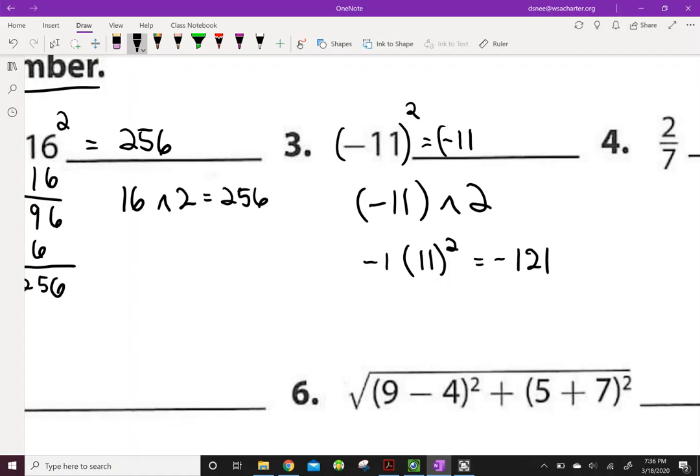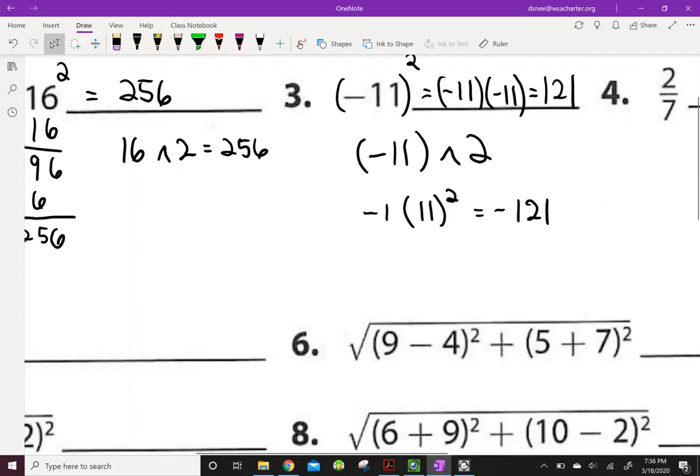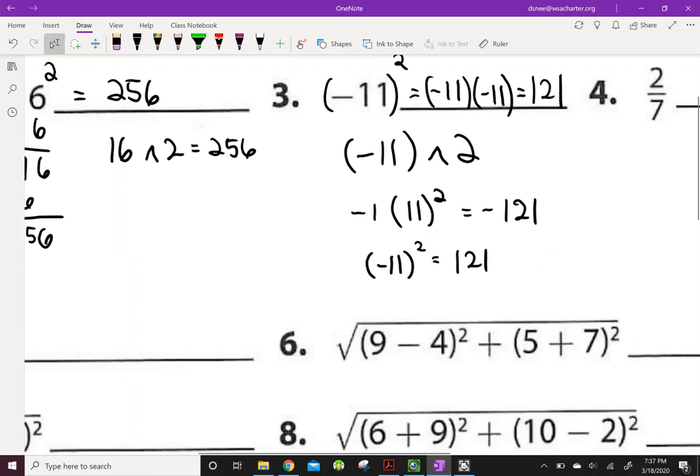But we know that if we take -11 times -11, a negative times a negative is going to be a positive. Okay, so always remember that. If you have the negative of 11 squared, your result is going to be a negative. If you have -11 in parentheses squared, your result is going to be a positive. Okay, the difference is where the negative symbol is.